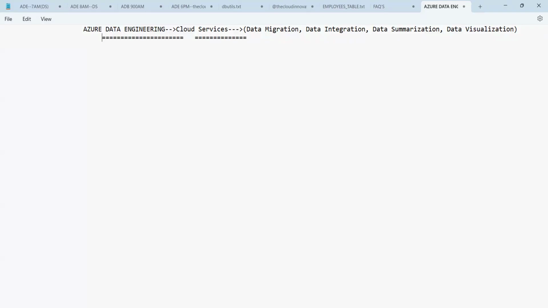As we know, Azure data engineering is a bunch of cloud services using which we can perform the following tasks. The first one is data migration, the second one is data integration, the third one is data summarization, and the fourth one is data visualization. These are all the tasks we can perform by using Azure data engineering.